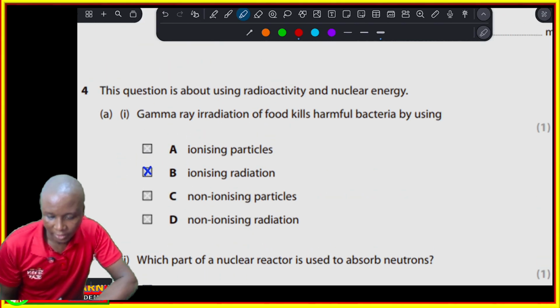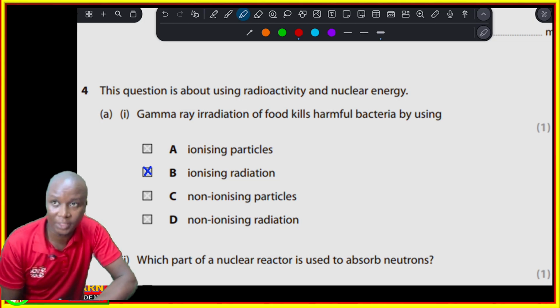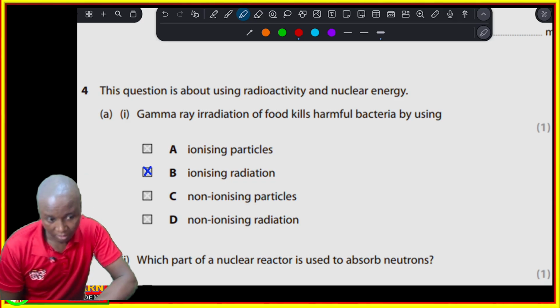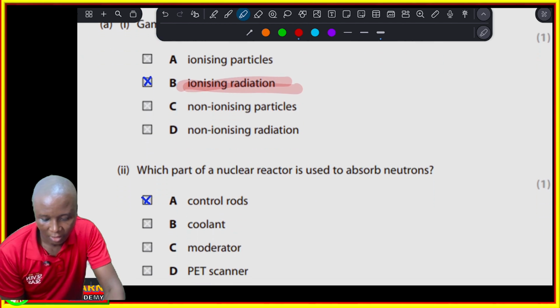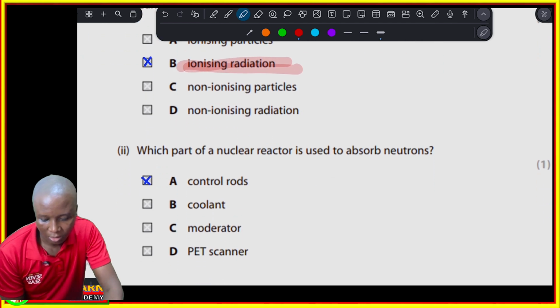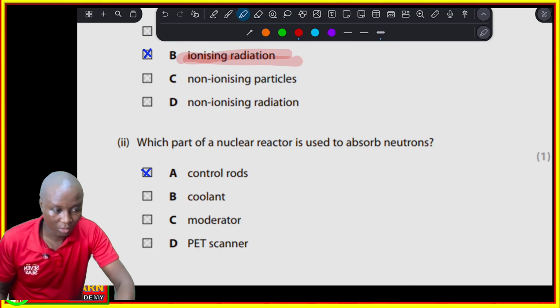Question 4 is about the topic radioactivity and nuclear energy. At that point, you can see that the question is asking about gamma radiation. What kills bacteria is the ionizing radiation of gamma radiation. Which part of the nuclear reactor is used to absorb neutrons? That is actually the control rods. Those are control rods.